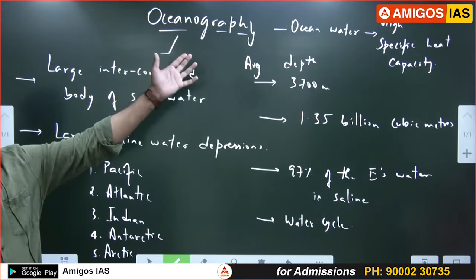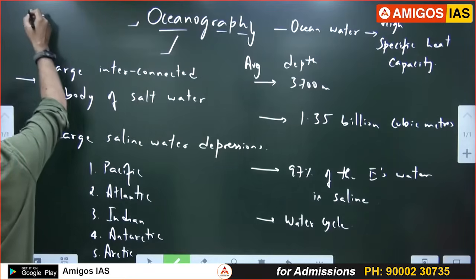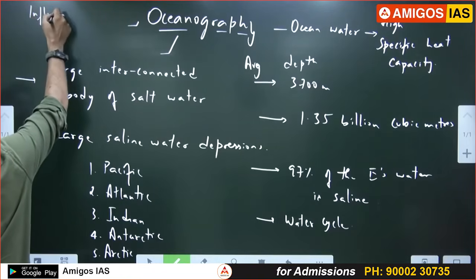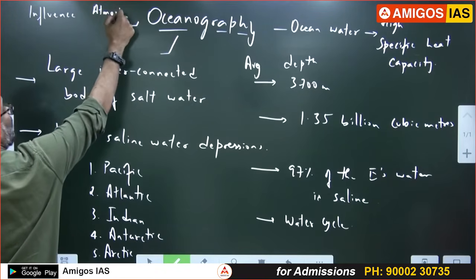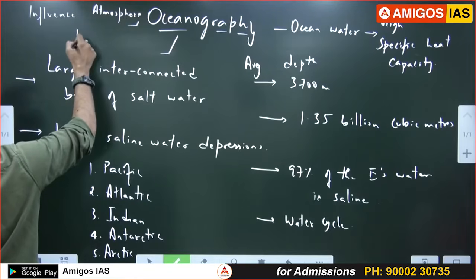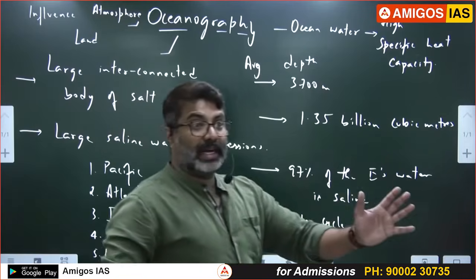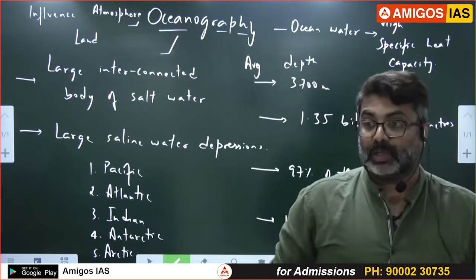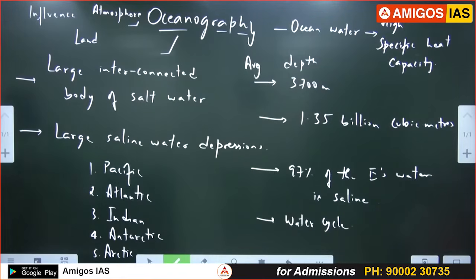So oceans influence the atmosphere as well as continents. Please write: oceans influence the atmosphere, that is the air in the troposphere, the first layer of the atmosphere, and they can also influence the continents around.